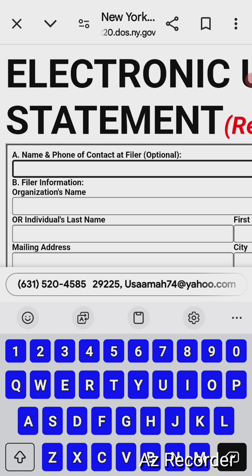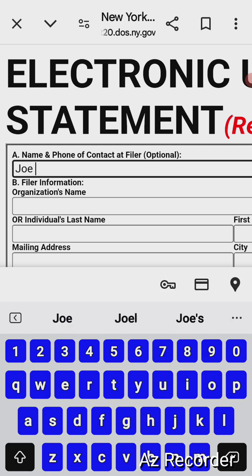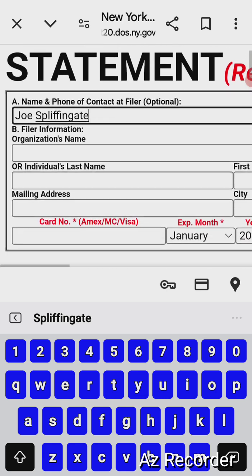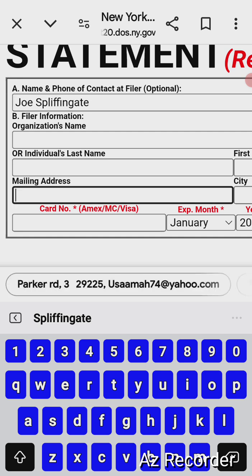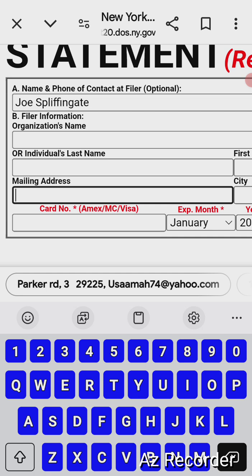All right, so here we're going to put Mr. Joe Spliffingate. Filer information, organization or individual, you don't have to do that. It really doesn't matter. Again, this is just the information for your credit or debit card.